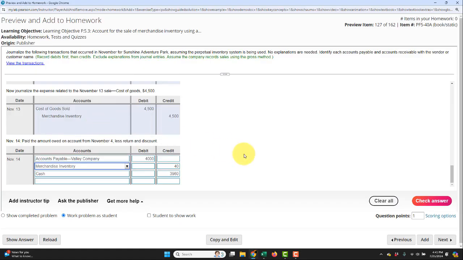So I'm going to have to reduce my inventory balance by that $40 discount because the inventory balance should always reflect how much net I've paid for that inventory. At first I assumed I'm not taking the discount, but now that I am, I want to make sure that my inventory balance isn't overstated. It's not saying that I paid more than I actually did because in the end, the actual economics is I've only paid this much for the inventory. So I want to make sure that the merchandise inventory properly reflects that.